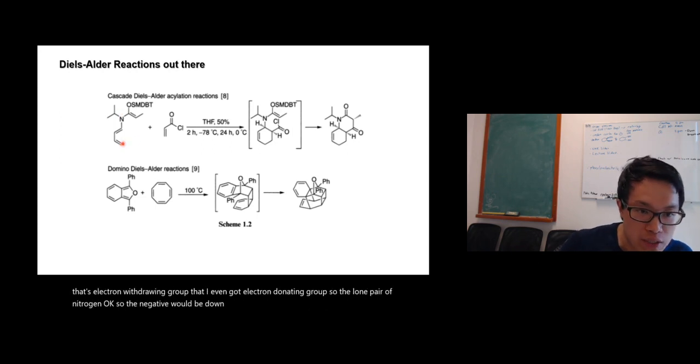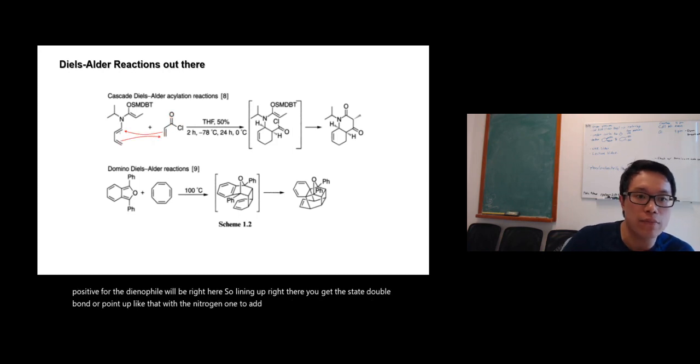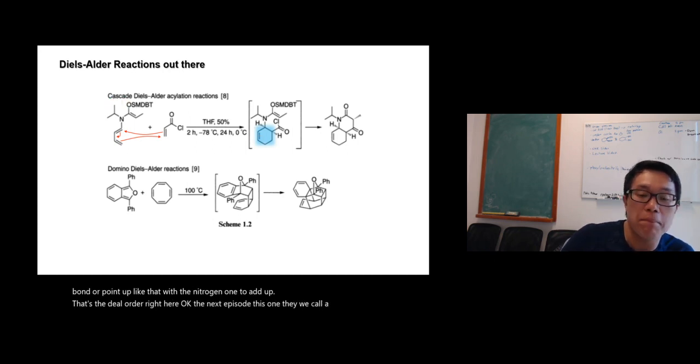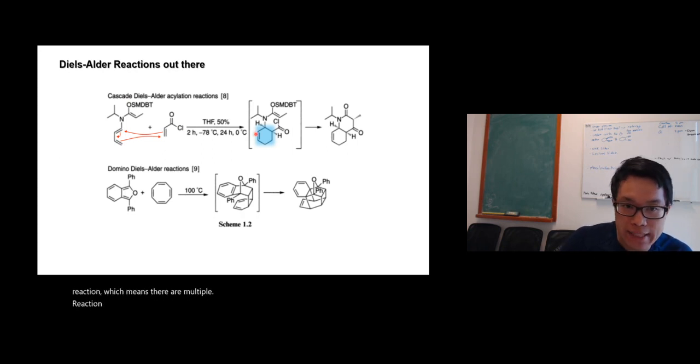If you draw the resonance structure, the positive for the dienophile will be right here. So line them up right there. You get the C double bond O pointing up like that with the nitrogen, 1,2 adduct. It's a Diels-Alder right here. Okay, the next step. This one we call a cascade reaction, which means multiple reactions happen in just one setting.